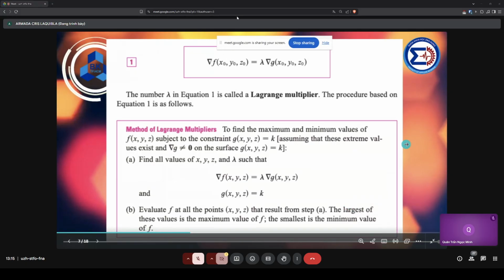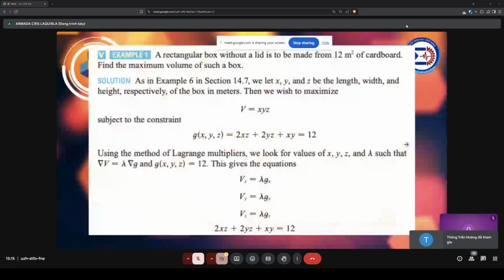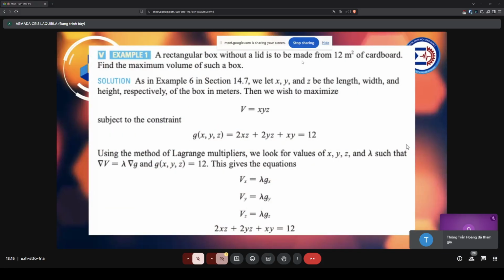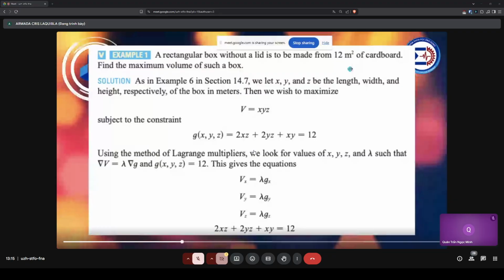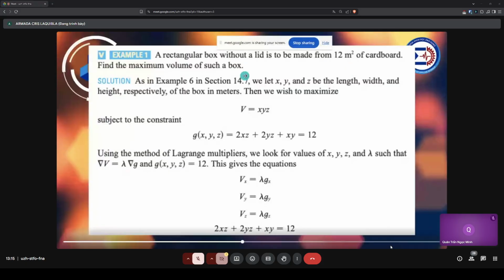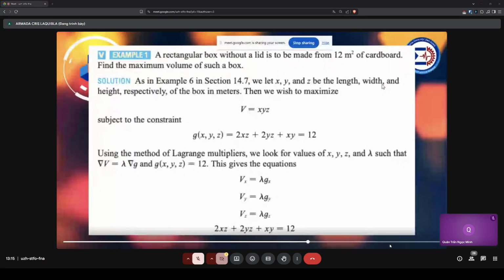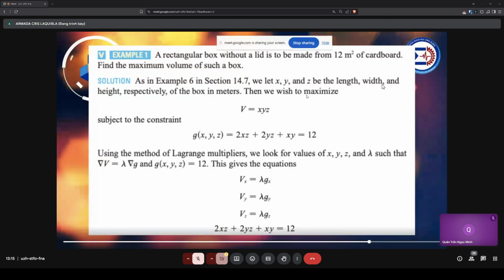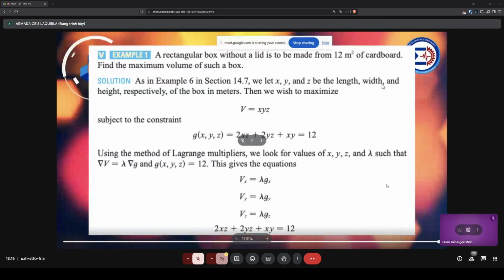Okay, so let's have this as an example. A rectangular box without a lid is to be made from 12 meters squared of cardboard. Find the maximum volume of such a box. So you have a cardboard, and we are going to form a rectangular box using it. And now the question is to find the maximum volume of such a box.